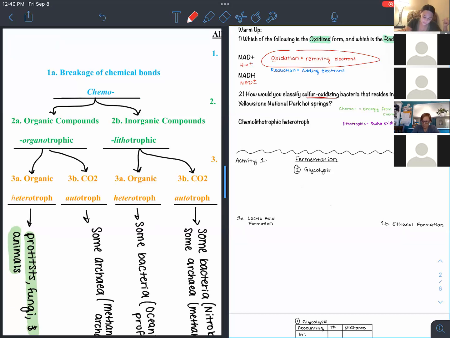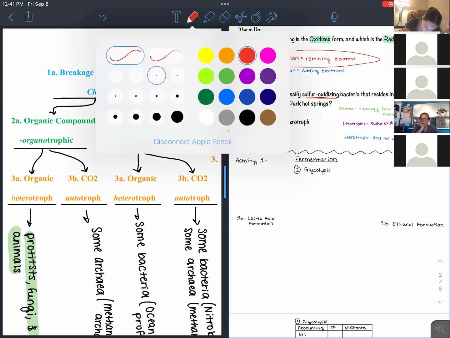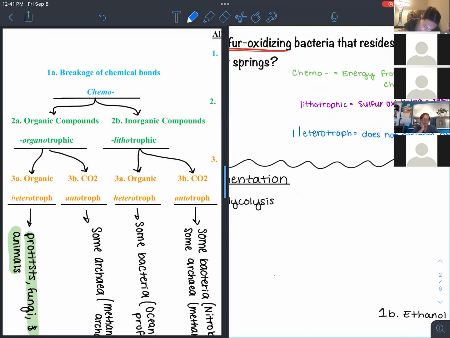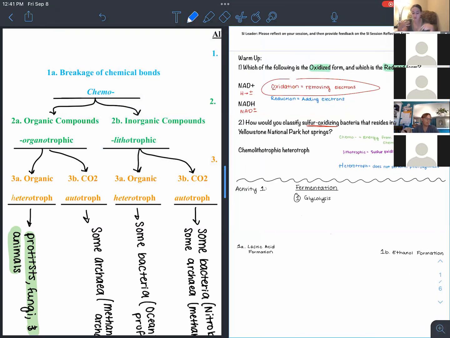And then I said heterotroph, because it does not perform photosynthesis and it's getting its glucose from other sources. So do we feel okay with that question? Okay, let's move on to our first activity, which is going to be fermentation.